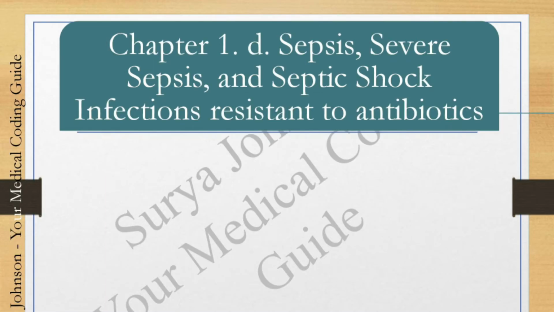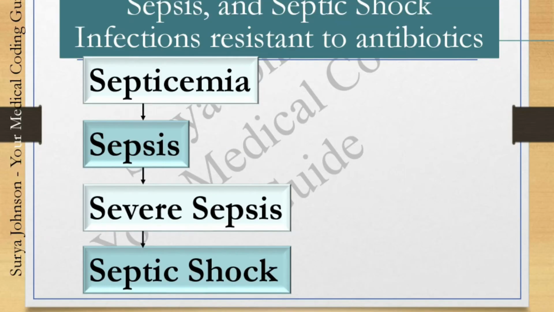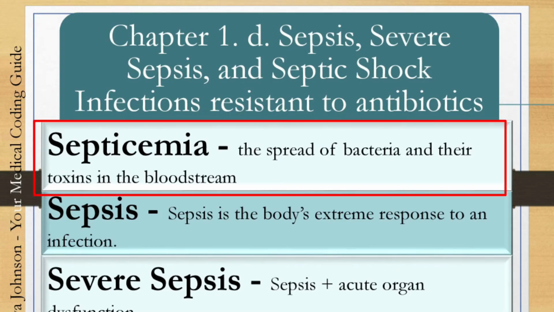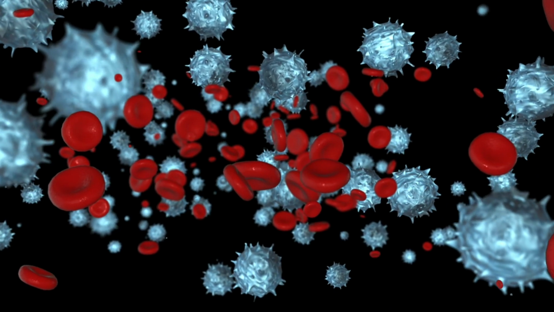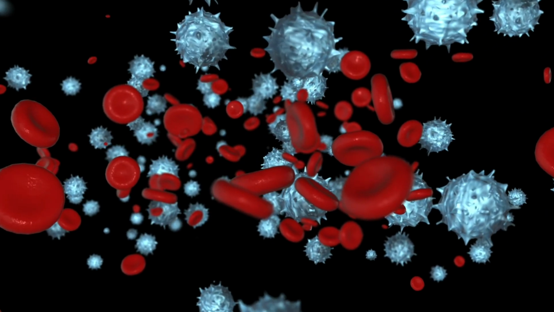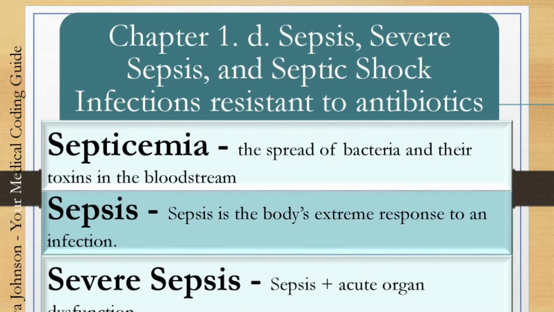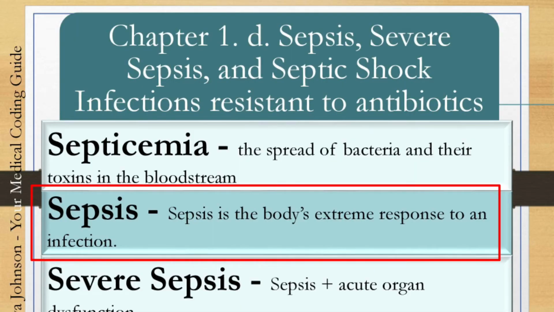So we'll move on to chapter 1D, sepsis, severe sepsis, septic shock. Before that, we'll see what is septicemia, sepsis, severe sepsis and septic shock. So what is septicemia? Septicemia is the spread of bacteria and their toxins in the bloodstream. Whenever you have an infection, the bacteria spreads into your bloodstream, and that reaction is called septicemia. So what is sepsis? Sepsis is the body's extreme response to an infection.